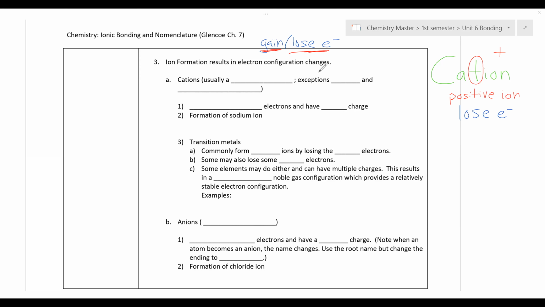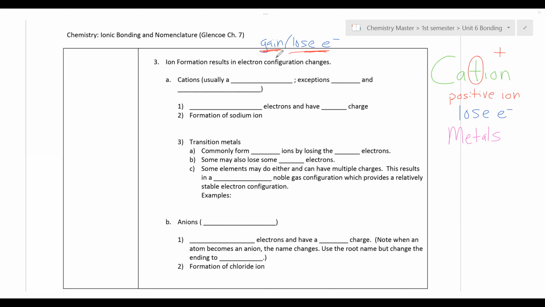Here's something else I want you to note. Metals, left of the staircase, always form cations. They are always giving up their electrons. They're always going to lose electrons. So make sure you have this down. Cations, positive ions, happen when you lose an electron, and that's what metals do.